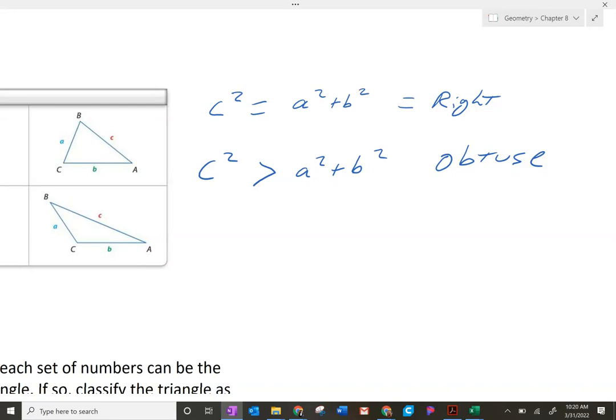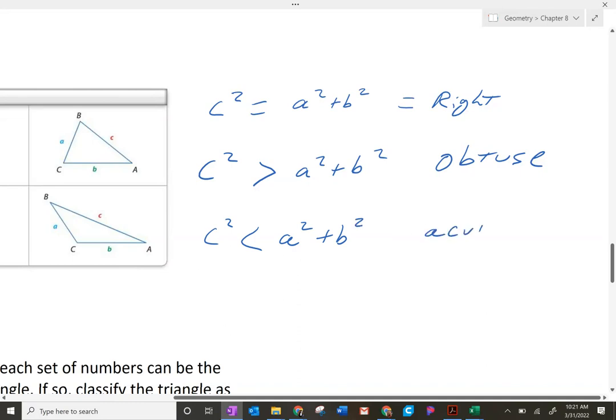Meaning that this is going to be the bigger one, so it has to be bigger than 90, so it's an obtuse angle. If C squared is less than A squared plus B squared, it is acute.